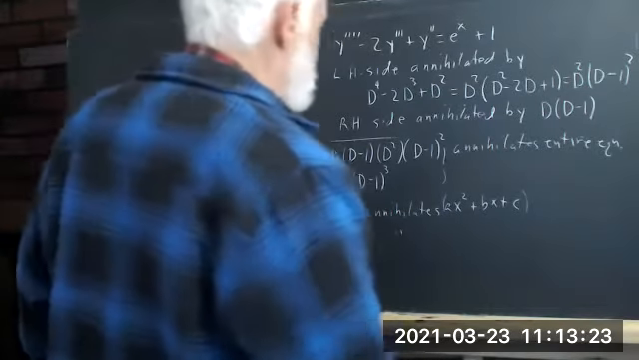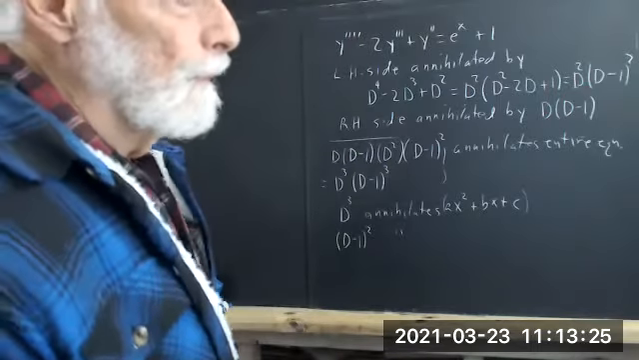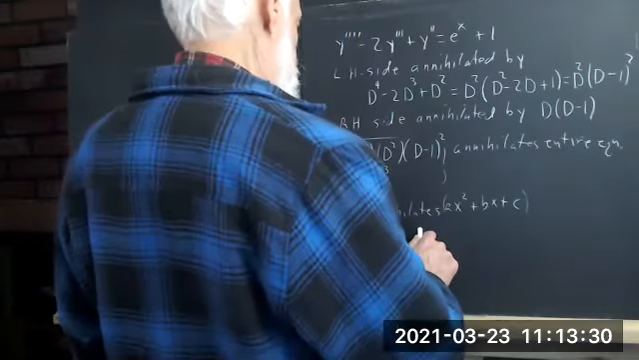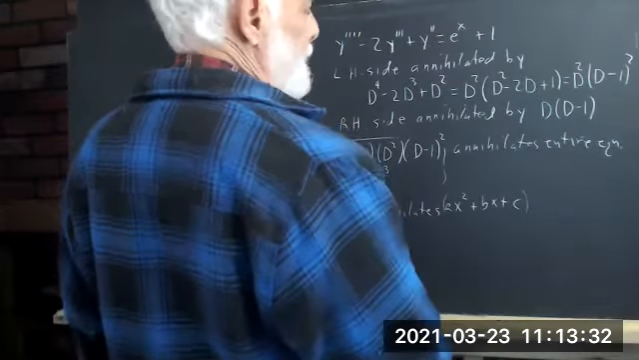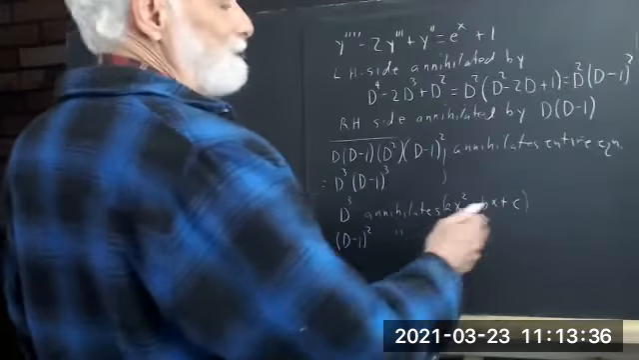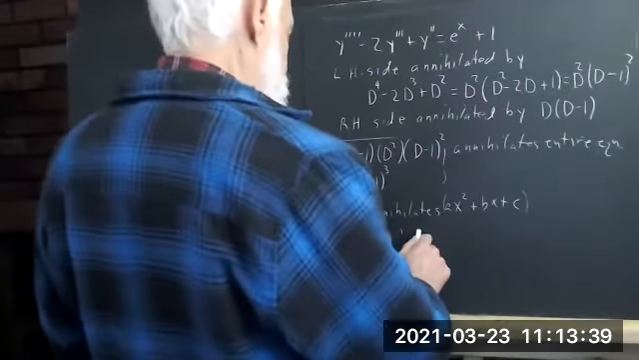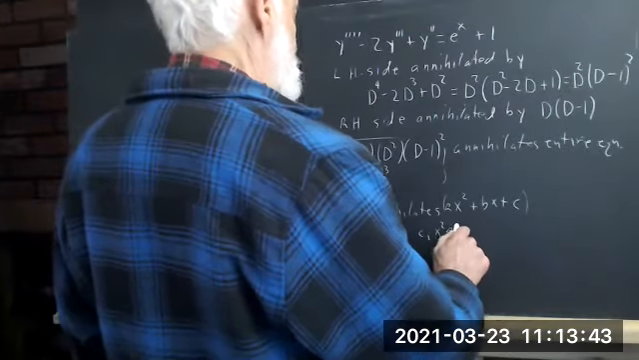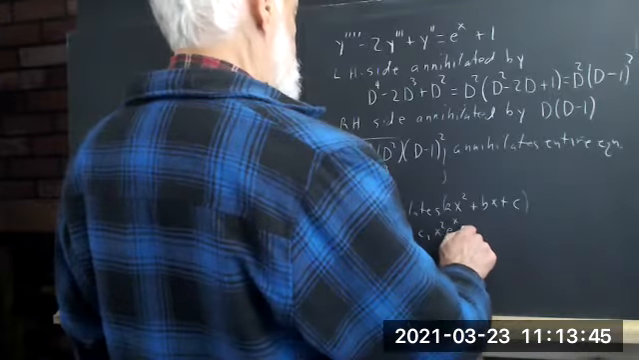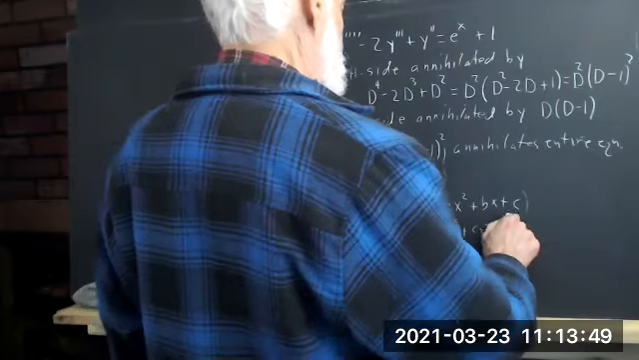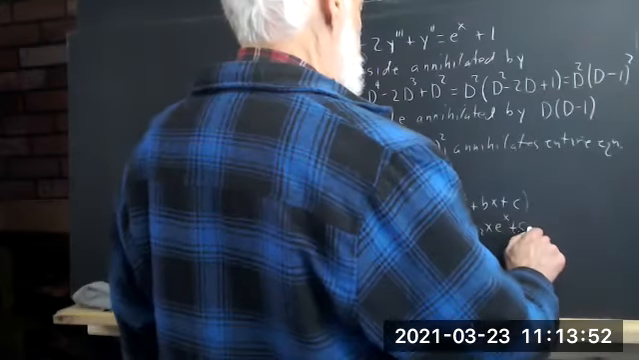What does D minus 1 squared annihilate? Well, I used A, B, and C here. I'll use C1, C2, and C3. C1 x squared e to the x plus C2 x e to the x plus C3 e to the x.